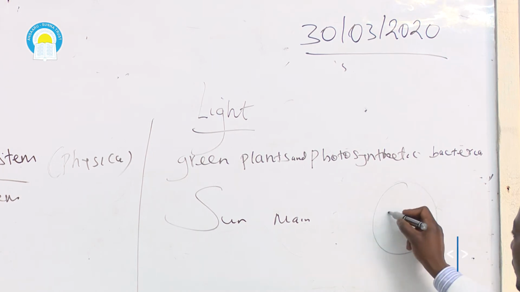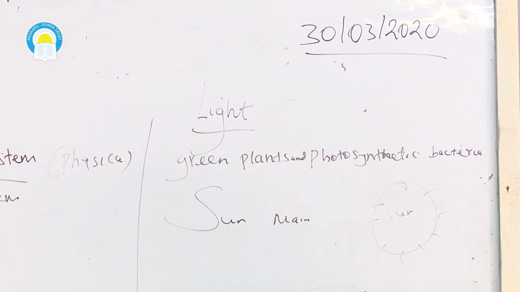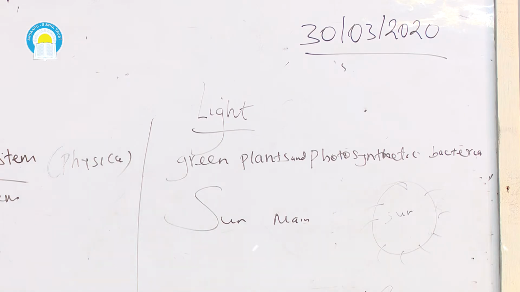If this is the sun, and this is green plants, they are going to trap this light energy and use it in the process of photosynthesis. Then when they make their own food substances, plants are called, not consumers, the primary producers. Plants are the primary producers.